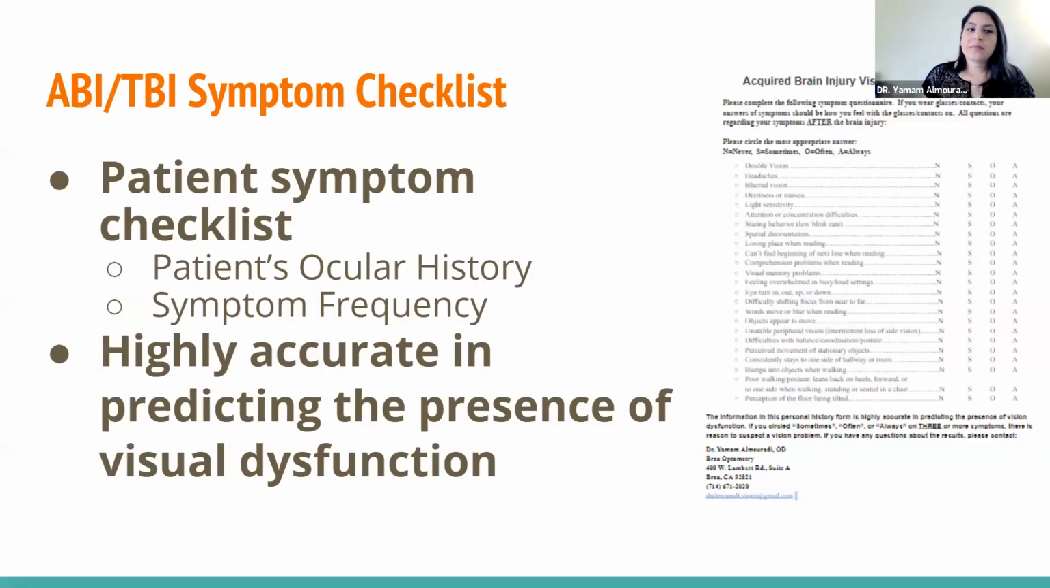And so I find this ABI TBI checklist very helpful in my first contact with the patient. I just add it to all the other paperwork they're doing when they're coming in for regular exams, not for vision therapy, to make sure that people don't get overlooked. They may not think that this symptom has anything to do with their vision, so they might not even bring it up in a primary care exam.